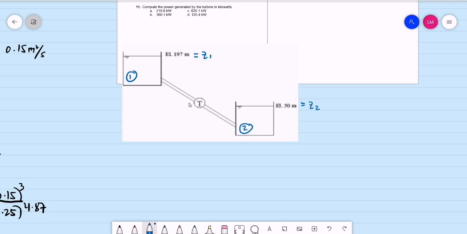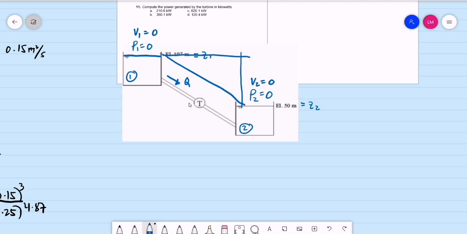Okay, so take note, if we are dealing with reservoirs, it is a large surface area of water exposed to the atmosphere. So we assume that the pressure head will be equal to 0 for both reservoirs. So P sub 1 equals 0, P sub 2 is also equal to 0. It is a large body of water, so even though we are allowing discharge, we assume that the liquid surface will not move. If it is not moving, we assume that the velocities of water will be 0 for both reservoirs.